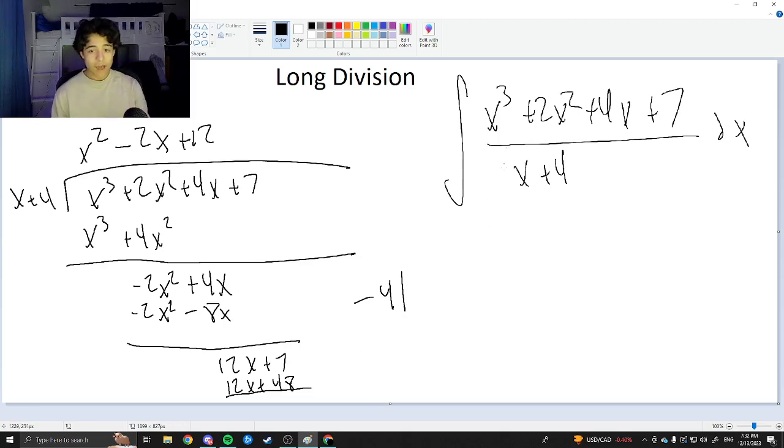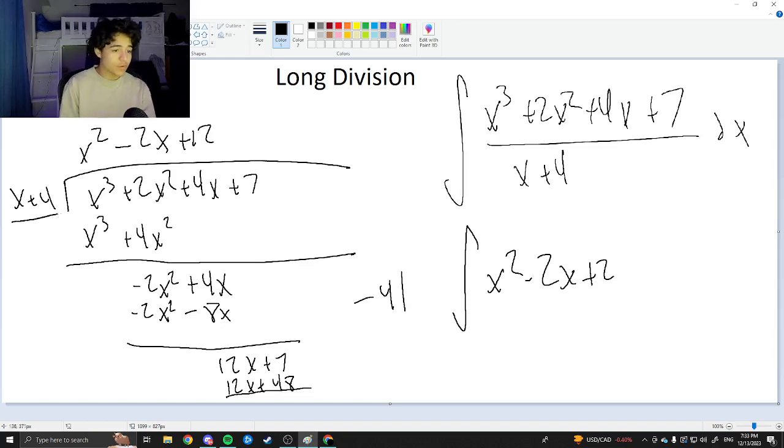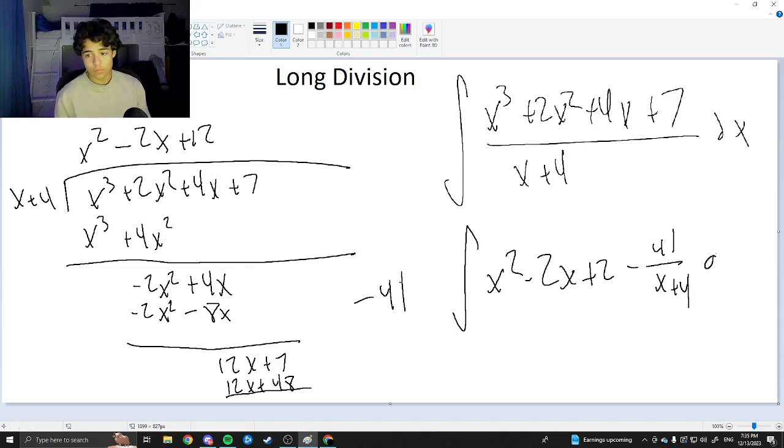Since we already divided it, we can just write our quotient as what we're integrating: x squared minus 2x plus 12. And your remainder, you can put over whatever you're dividing by, your divisor, I think it's called. So you go minus 41 over x plus 4. And then from here, you can integrate this like normal.